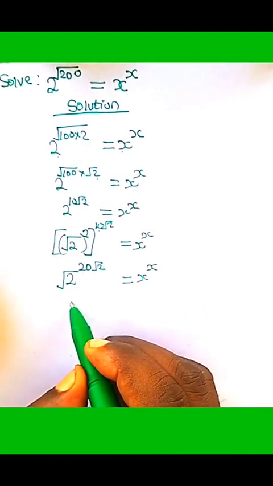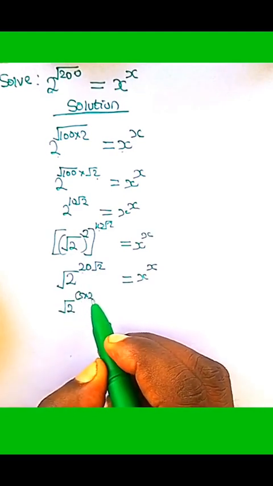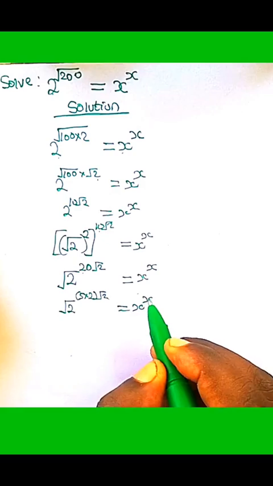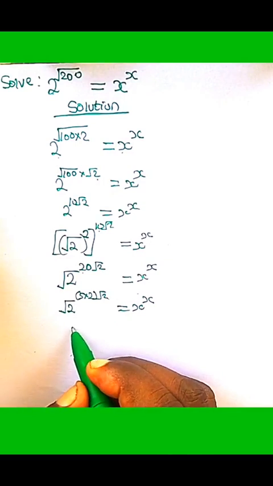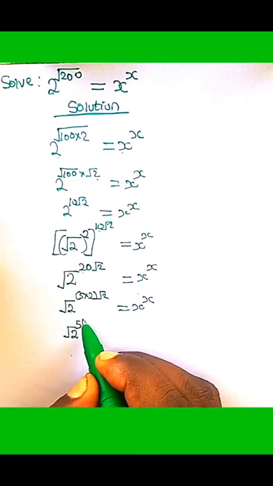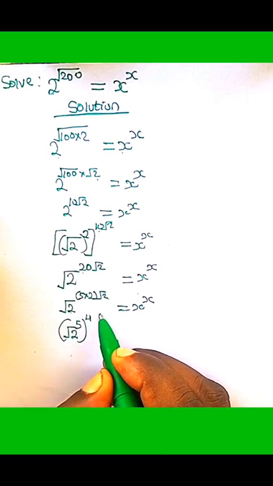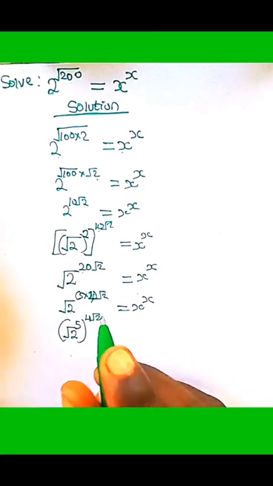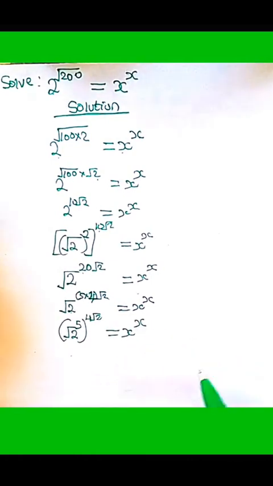Let us break this one further. So if I have root 2 to the power of 5 times 2 equals x to the power x. So we can break this one to something like root 2 to the power of 5, and power of 4 root 2. This place is 4. 5 times 4 is 20. And it equals x to the power x.